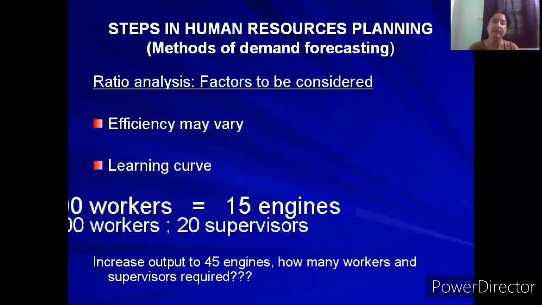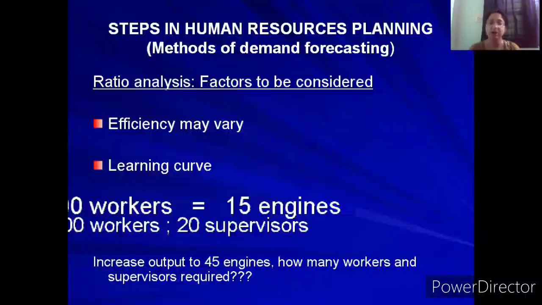So the learning curve is coming into effect, because of which the improvement is happening in terms of output and reduction is happening in terms of supervision. So thereby, if we consider this, if I have to estimate demand for producing 45 engines, probably employing another 200 workers might be sufficient. And probably employing another 20 supervisors might be sufficient. Okay, so this is the way in which demand forecasting has to be considered.